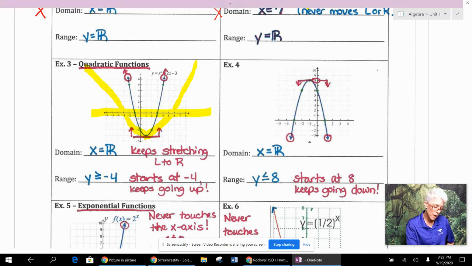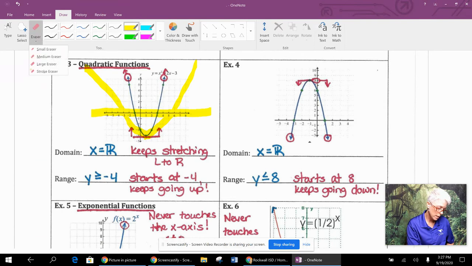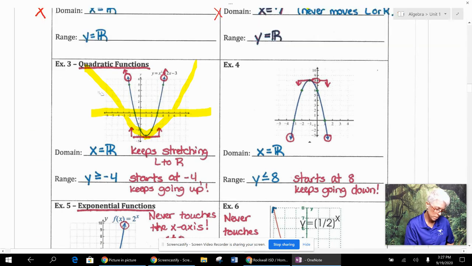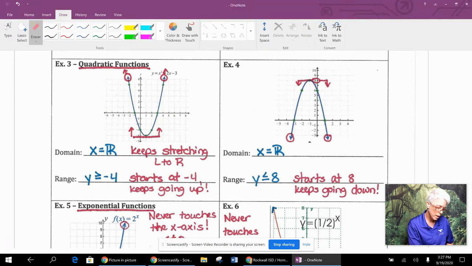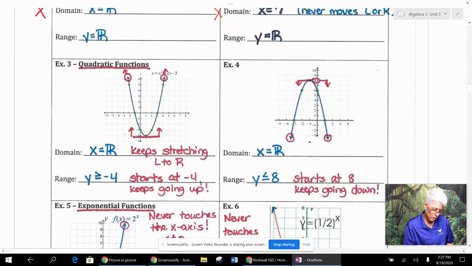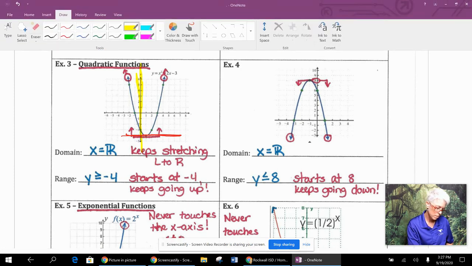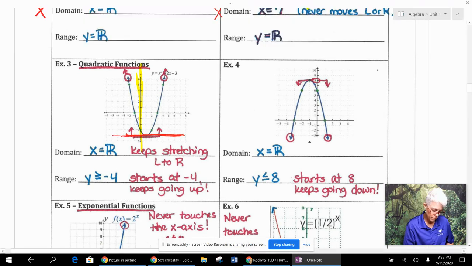The y, on the other hand, starts here, because again, this is the y-axis. I'm just going to show you this is the y-axis. So it starts here, and then it keeps going forever and ever and ever. So y is greater than or equal to -4.